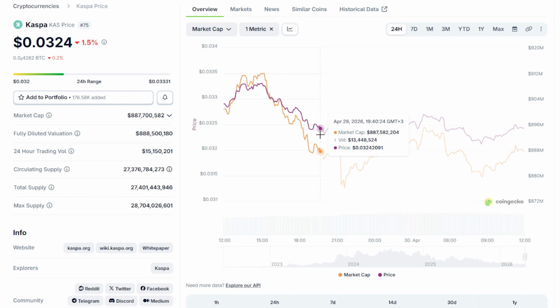Now the key factor is compression plus time. Kaspa has been range-bound for quite some time, creating a built-up energy effect. The longer the price remains in this state, the higher the probability of a strong breakout.